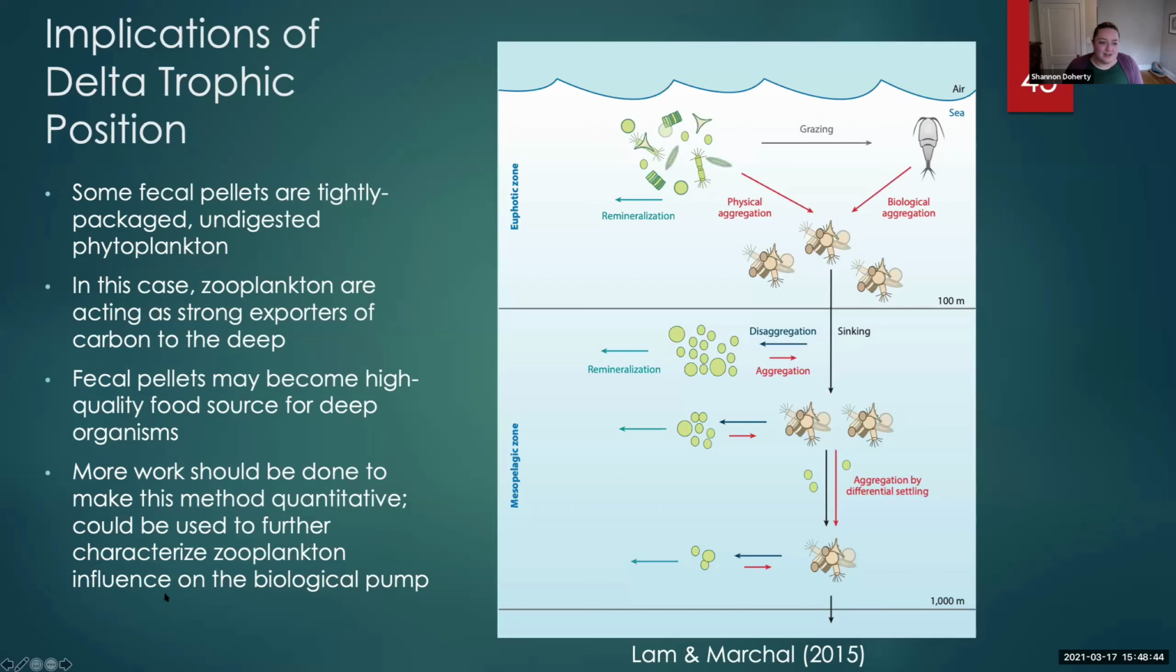And then our final idea about this delta trophic position calculation is that more work needs to be done to make this method quantitative. So I would say that we probably need to do experiments with aquaria to make sure that this is a quantitative measure of how much undigested food is in fecal pellets. But once that's done, this could be used to further characterize the zooplankton influence on the biological pump.